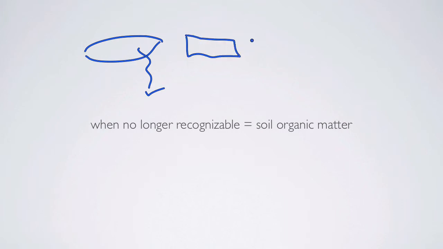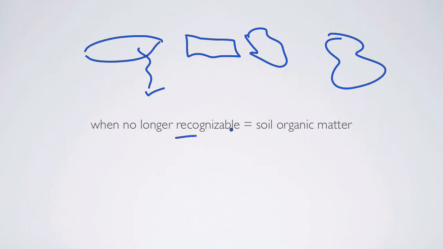Now, the consequence of all these processes is that you start with something that's recognizable, like a leaf. And then leaching occurs, fragmentation occurs, and then eventually there's soil organic matter that's relatively unrecognizable as to whether initially it was a leaf or a root or a piece of stem. When it's no longer recognizable, that's when we generally consider it to be soil organic matter.